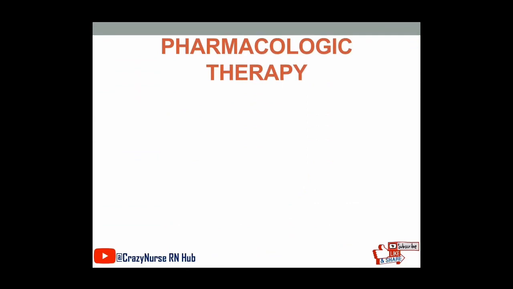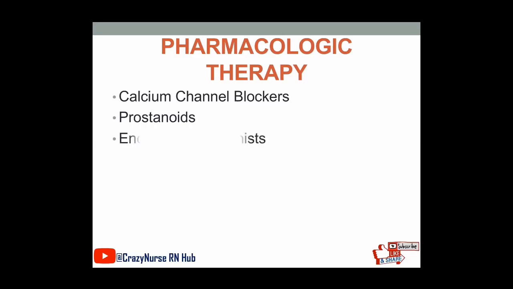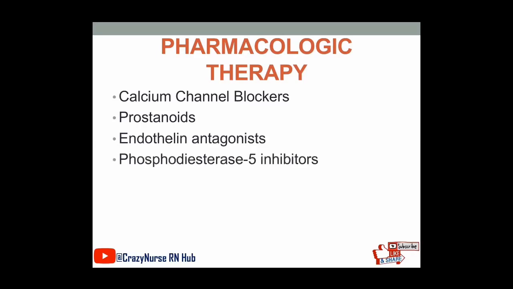Now let's proceed to pharmacologic therapy. So we administer calcium channel blockers and prostanoids. Prostanoids mimic the effect of the prostaglandin, prostacyclin. Prostacyclin relaxes vascular smooth muscle by stimulating the production of cyclic adenosine monophosphate, or AMP, and inhibits the growth of smooth muscle cells. We also have endothelin antagonists. Also, we have phosphodiesterase 5 inhibitors.